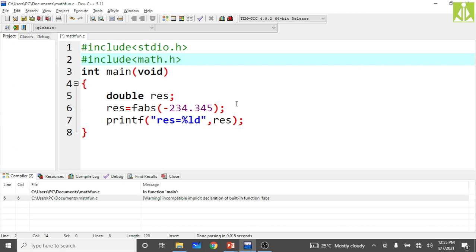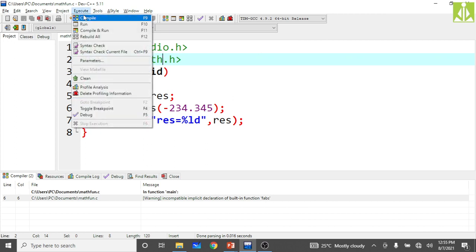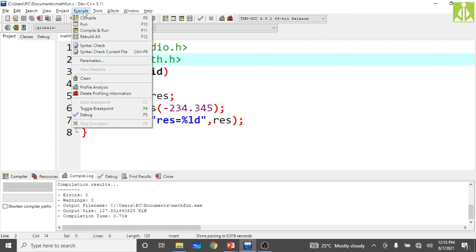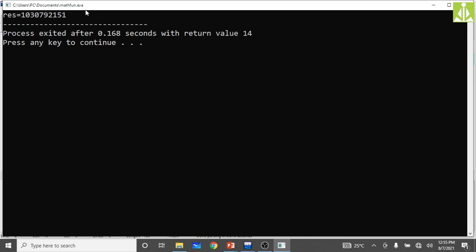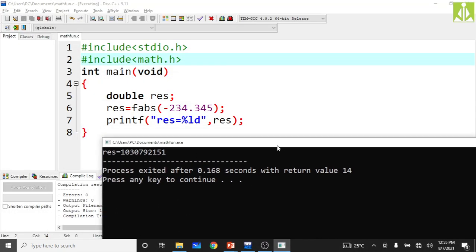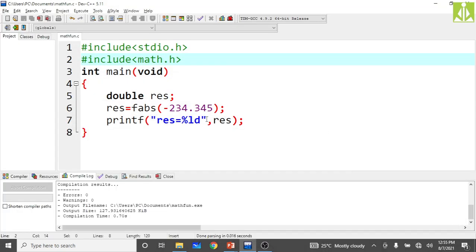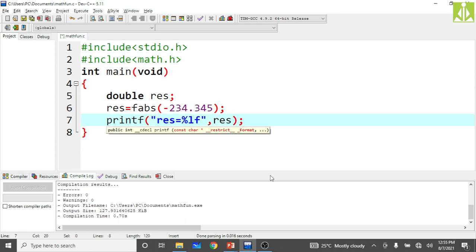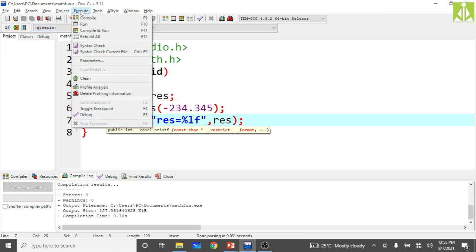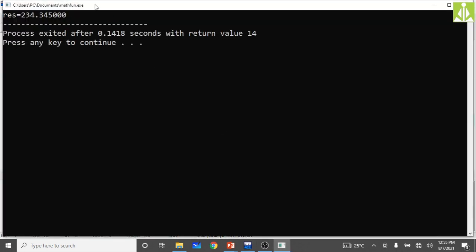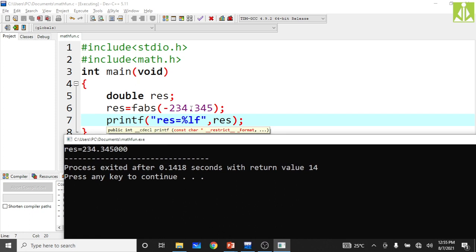Save it. We got the output. So run it. See here, okay, here not percentile LD. For printing double, we have to use percentile LF. Okay, percentile LF. Compilation successful, and you run. Yes, you can see minus 234.345 we have given, and we got plus 234.345.